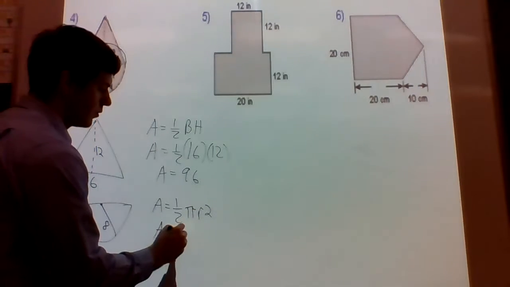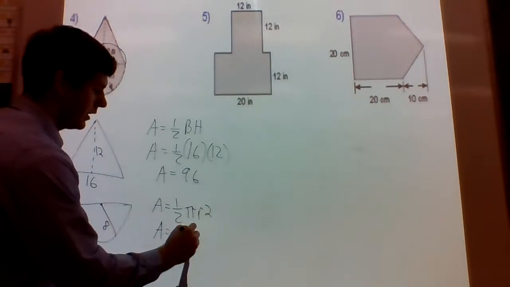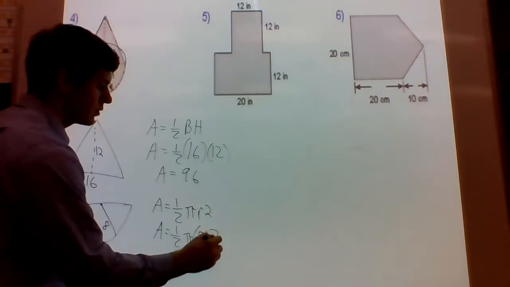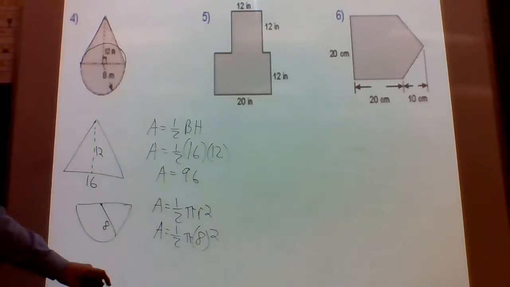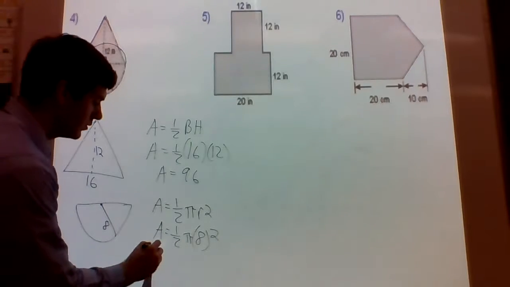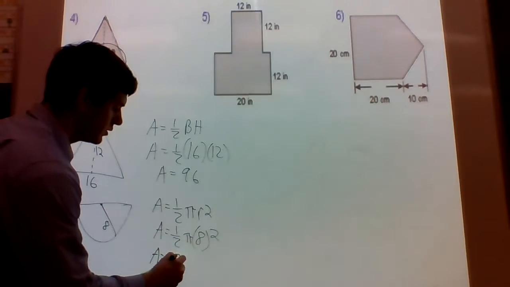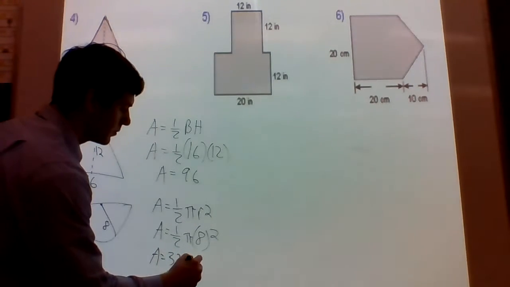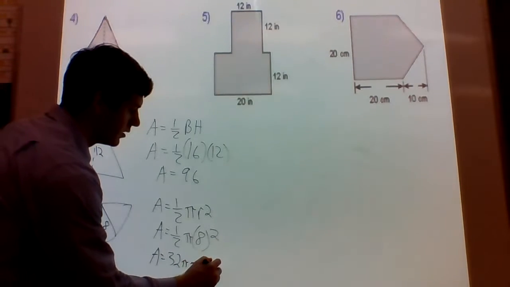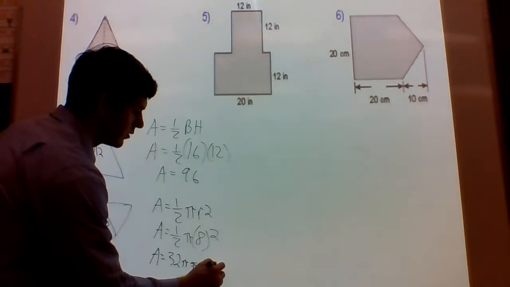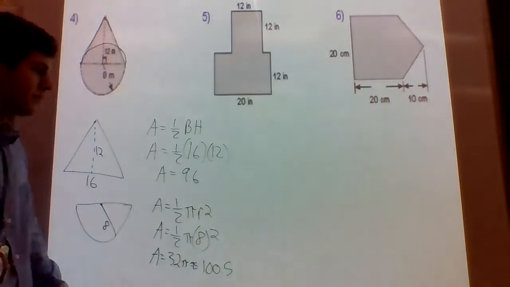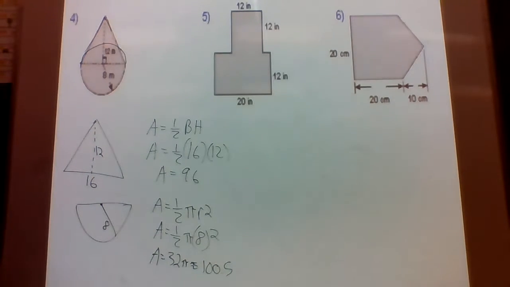So we have 1/2 pi. The radius is 8. 8 squared is 64. 64 times a half is 32. So we're going to end up with 32 pi, which is going to be approximately 100.5, we'll say. I think, right? If I remember correctly, 32 pi is 100.5.